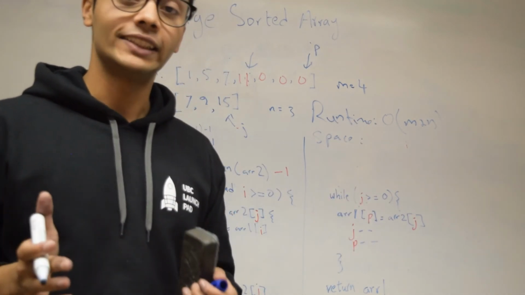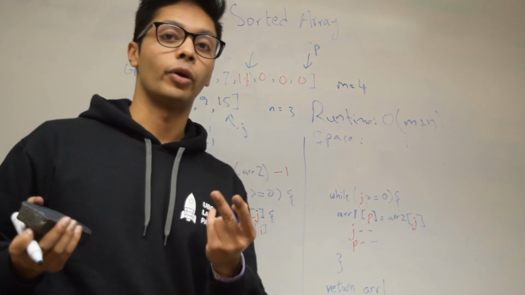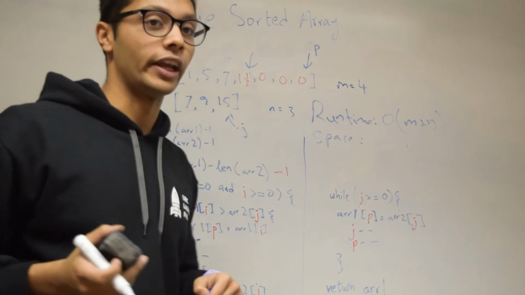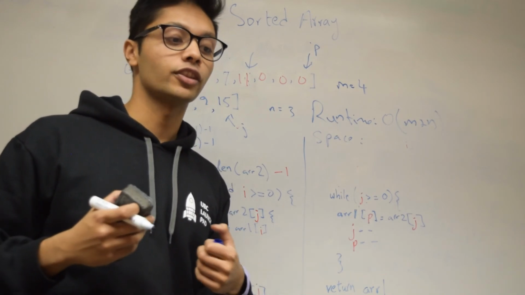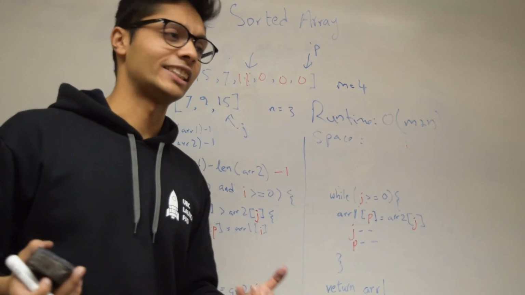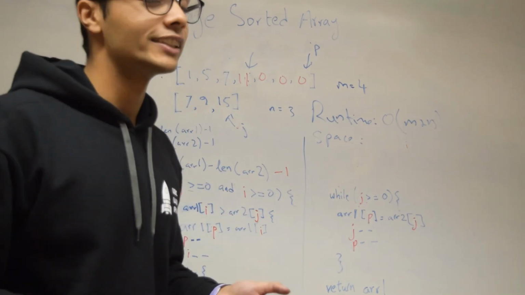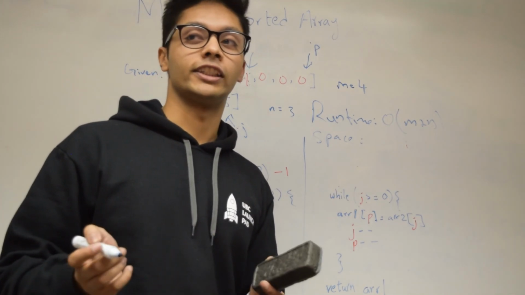And for our space complexity, we are actually just merging the second array into the first array in place. So we're not actually creating extra storage, except for the variables, and the variables are just constant. So our space complexity for this solution is actually just O of 1.